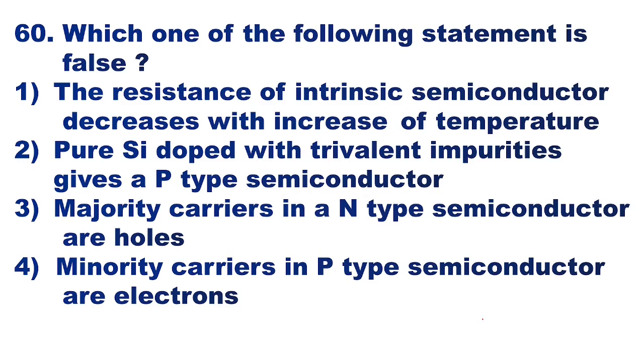The third option says that majority carriers in an n-type semiconductor are holes. This is a wrong statement, because majority carriers in an n-type semiconductor are electrons. And the fourth option says that minority carriers in a p-type semiconductor are electrons, which is true, because in a p-type semiconductor, majority charge carriers are holes and minority are electrons. So out of these four options, option 3, which says that majority carriers in an n-type semiconductor are holes, is wrong, because majority carriers in an n-type semiconductor are electrons. So option 3 is a false statement out of these four statements, and option 3 is the right answer for this question.